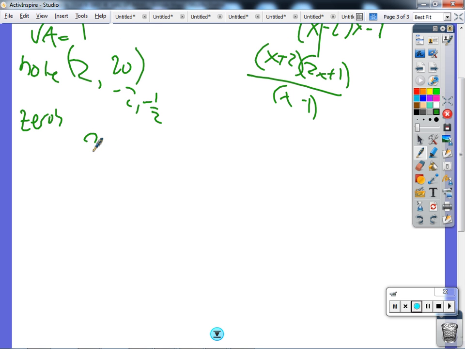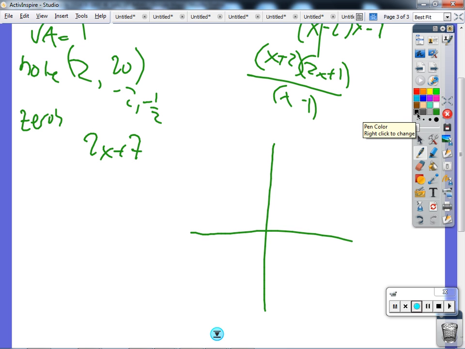Let's make it go back. 2x plus 7. You guys were the ones that put again. Okay. 1, 2, 3, 4, 5, 6, 7. So therefore, I go up 2 over 1. Up 2 over 1. Or down 2 over 1, down 2 over 1, down 2 over 1. So there's my oblique. I promise you it's 2x plus 1 for my oblique. Okay? Does that make sense, everyone?